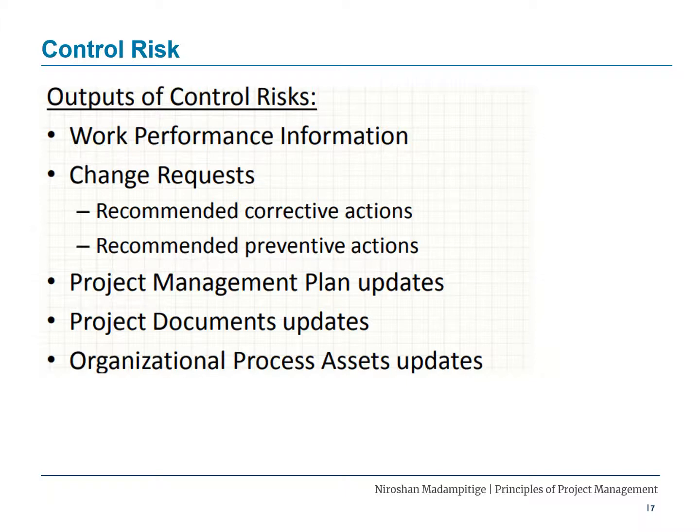The second output is change requests. A change request can happen due to 2 possible reasons. Number 1, due to a set of recommended corrective actions. Corrective actions are the actions to correct a risk that has already occurred. So there's an impact already, and you're going to correct the problem associated with that impact.